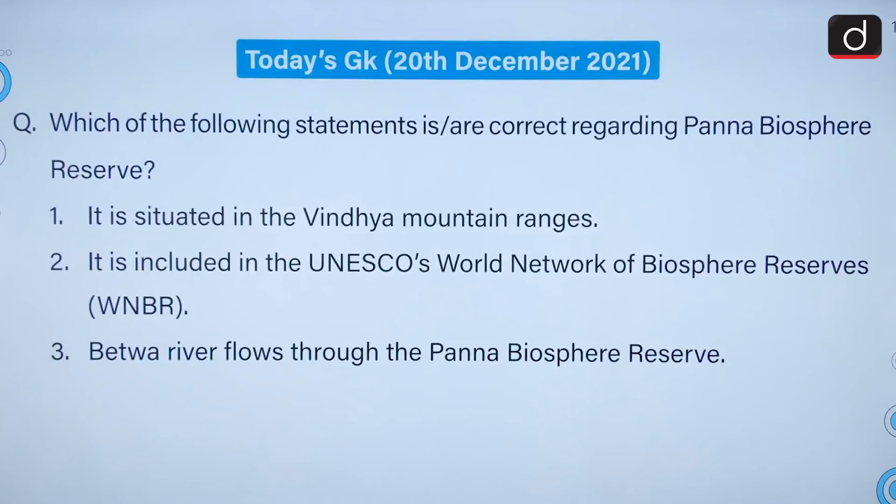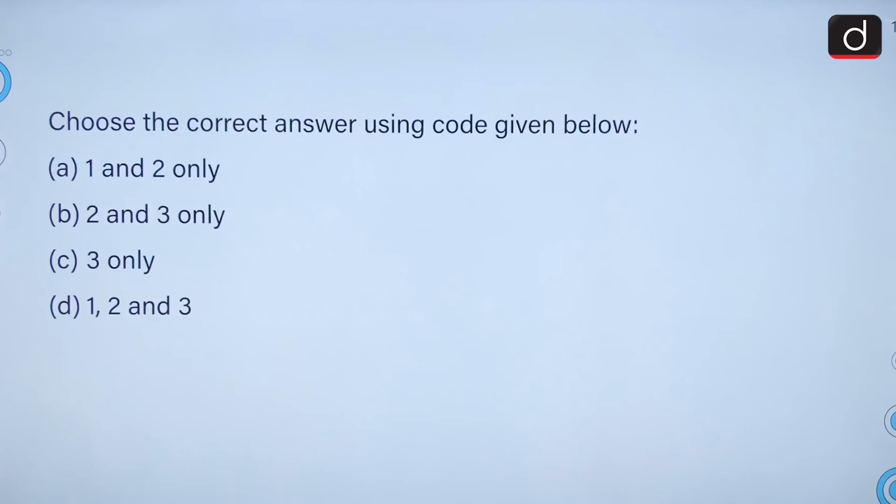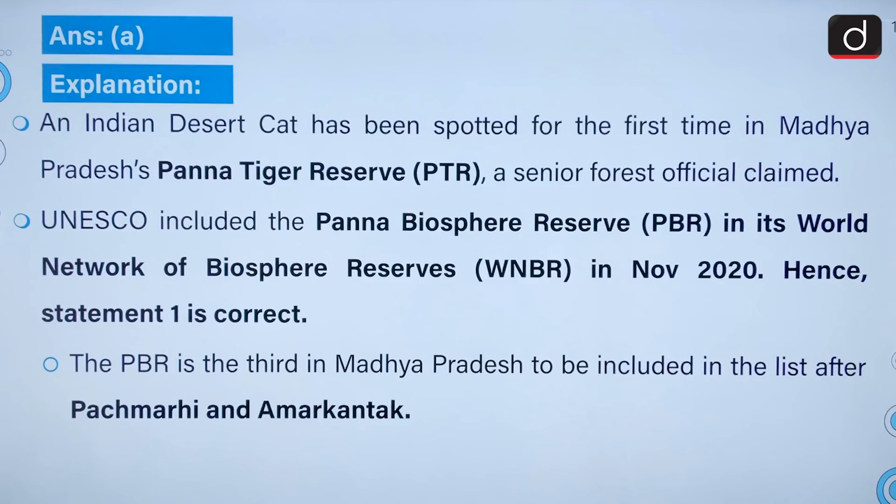First is correct, that it is situated in the Vindhya mountain ranges, and it has been included in UNESCO's World Network of Biosphere Reserves. These two are correct. But Ken River flows through the Panna Biosphere Reserve, not Betwa. First and second should be the right answer, that is option A. The Indian desert cat has been spotted for the first time in Madhya Pradesh's Panna Tiger Reserve, and that has been said by a senior forest official, so this is authentic.